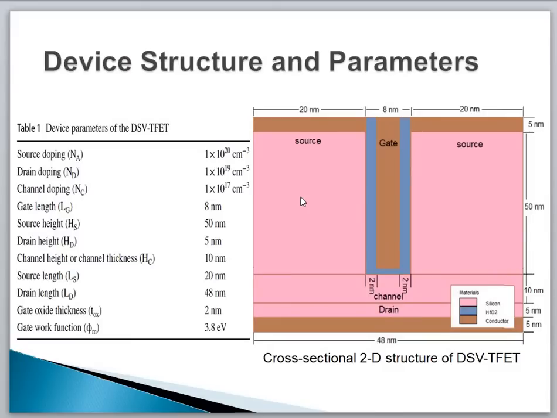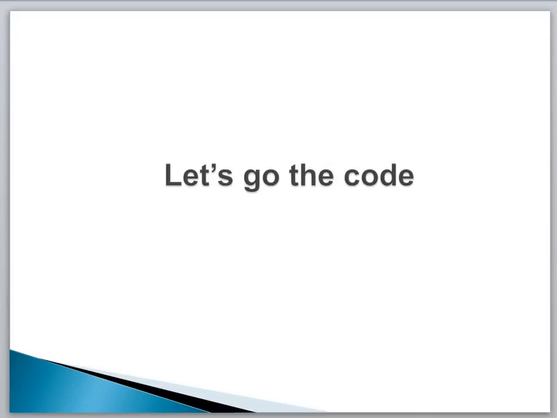This is the proposed structure. Source doping 10 raised to power 20. I have already told you about these parameters. You can note down these parameters for designing and simulation of dual source vertical TFET. Let's move to the code.